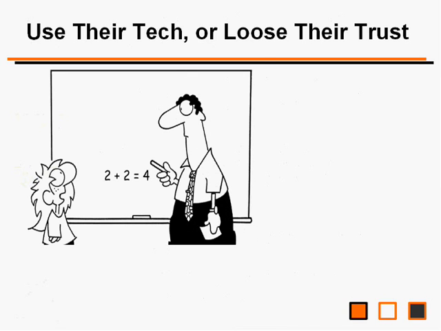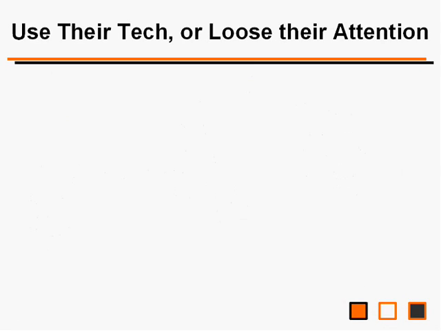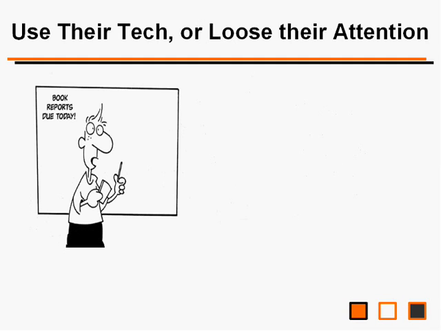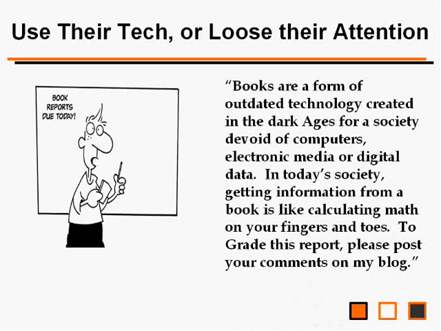We have a young lady and she's working a math problem. She asked the teacher, "How can I trust you when you're using such outdated technology?" Another cartoon: either use their technology or lose their attention. We have a young man who's at the board. It says book reports are due today. He says, "Books are a form of outdated technology created in the dark ages for a society devoid of computers, electronic media, or digital data. In today's society, getting information from a book is like calculating math on your fingers and toes. To grade this report, please post your comments on my blog."